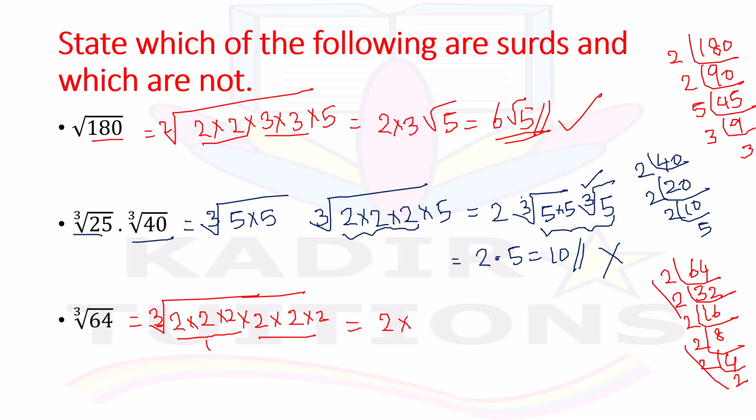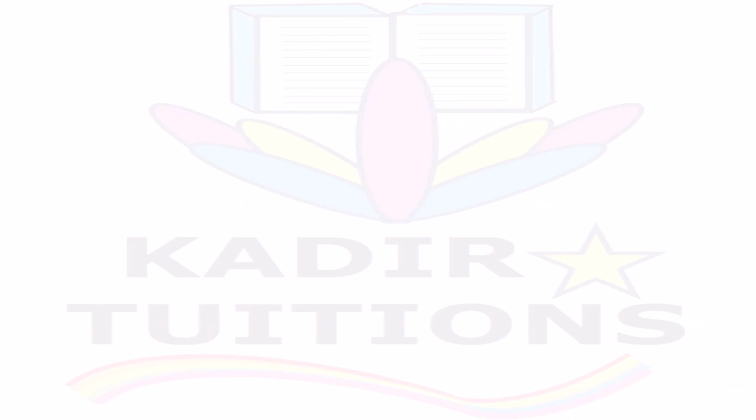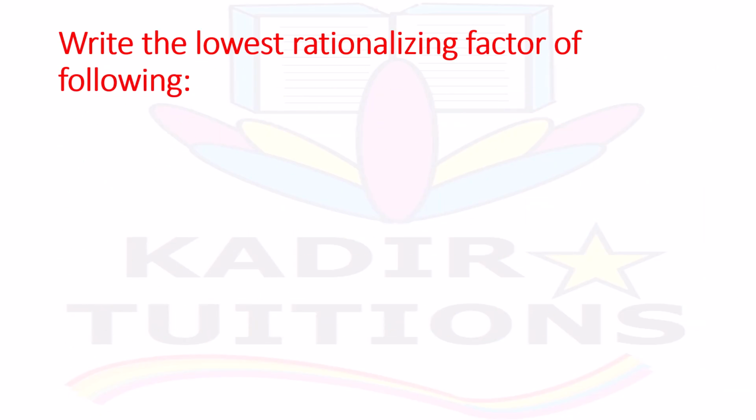So out of one group, I can take 1 2 outside. Out of second group, I can take the second 2 outside. So the answer is 4. Here also we don't have any root format. So this is also not a surd. Next, we are going to find the lowest rationalizing factor for the following problems.